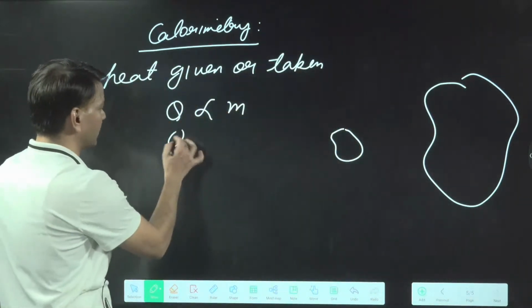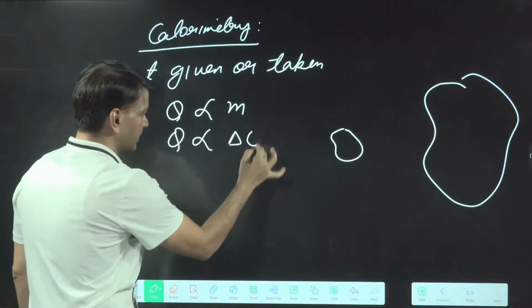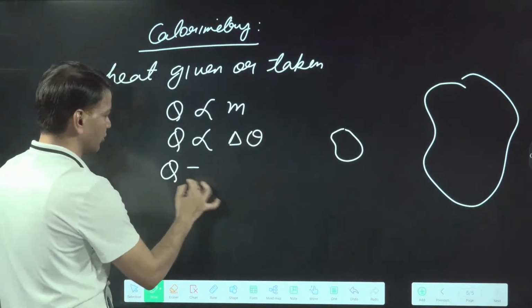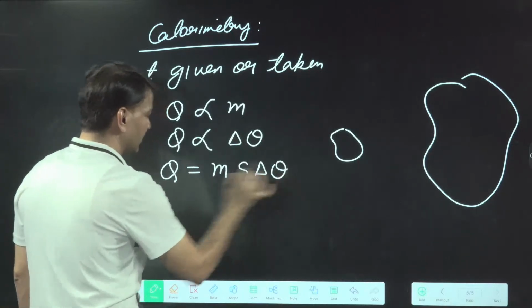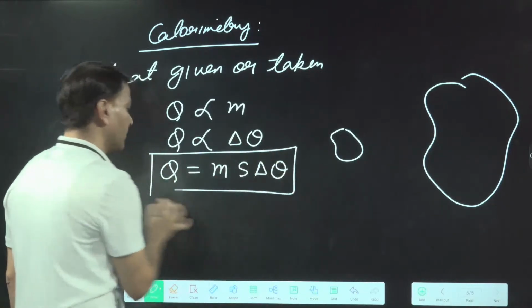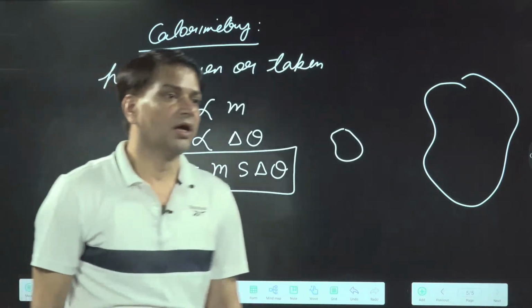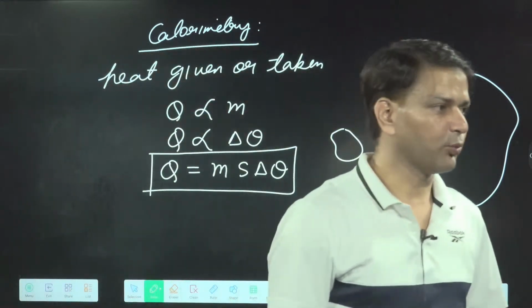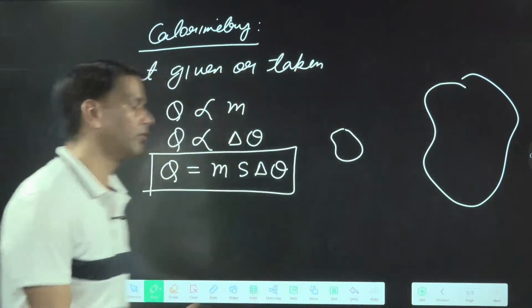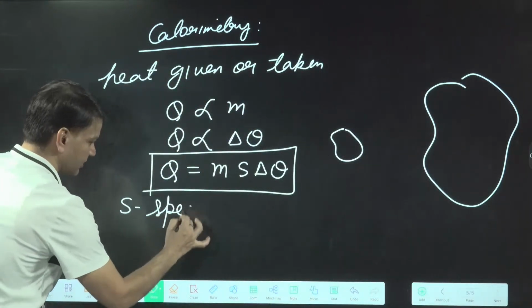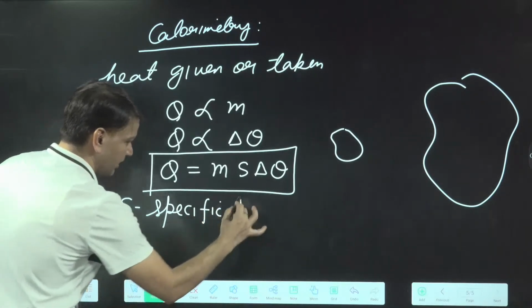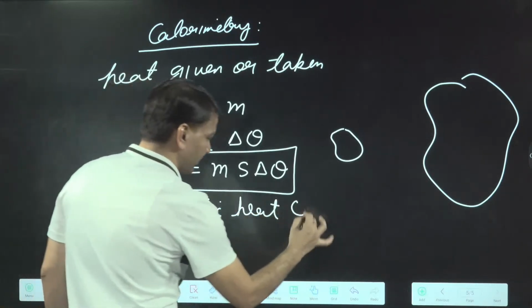Similarly, we can say Q is directly proportional to delta theta. After combining these two, Q is equal to M S delta theta. This formula maybe we have learned in class 9th also. Where what is the S? S is the proportionality constant that we call what? Specific heat capacity.